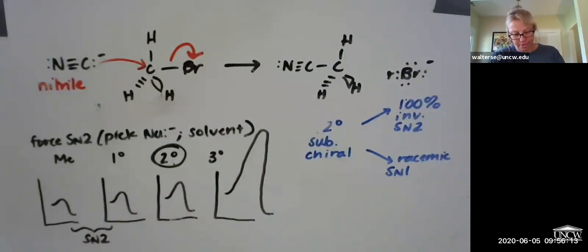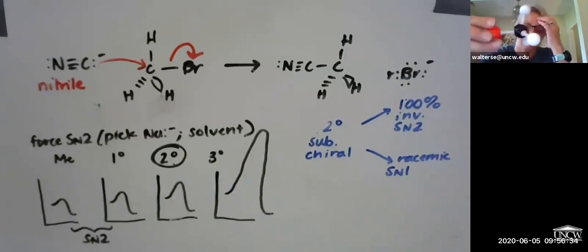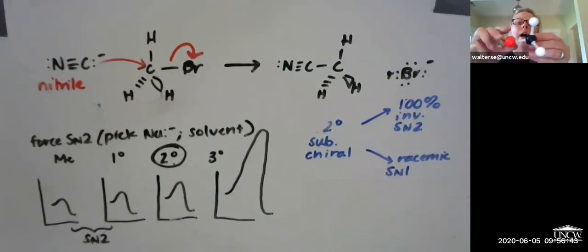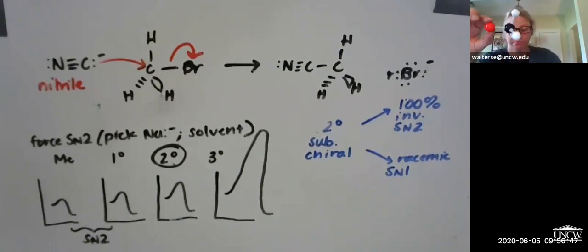So let me make a model real quick. Okay, so this is a methyl substrate, okay? The red is the leaving group. Green's going to come in, and we're going to make a new bond. So now the product would look like this. But this product is going to tumble and spin, and eventually it'll be in this orientation. And that's exactly what it had been like in the beginning.